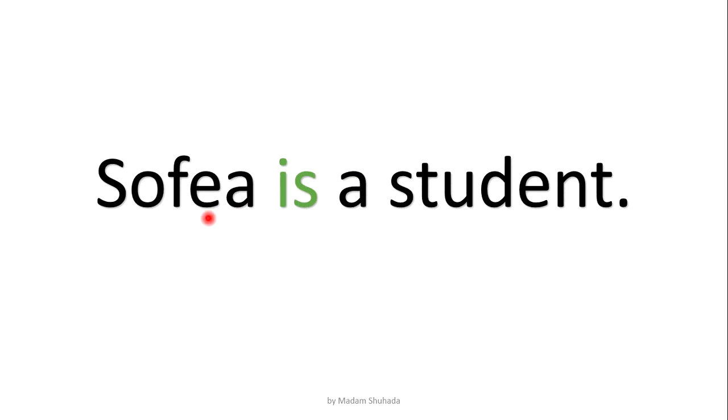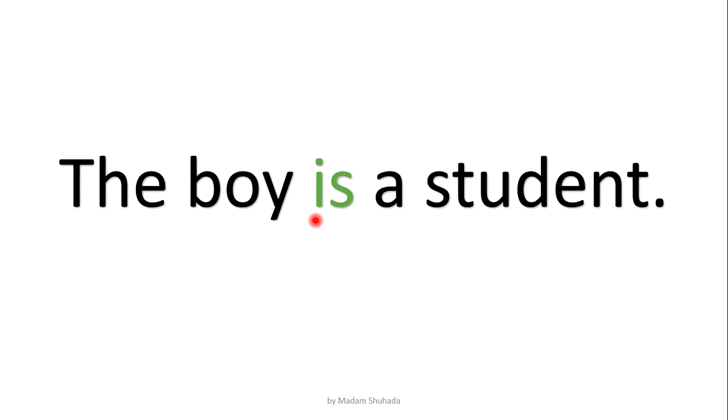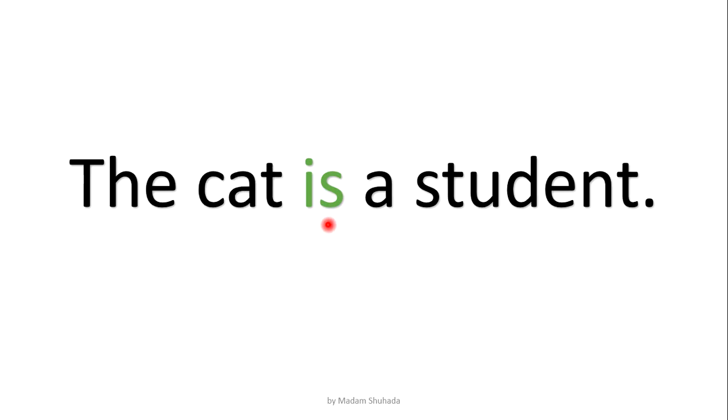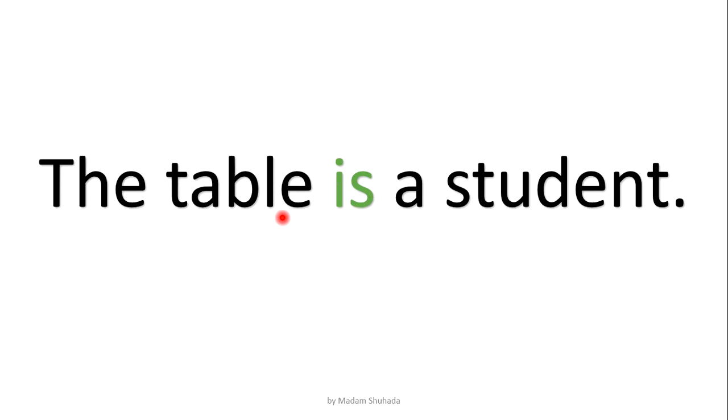Sophia is also a person, which is actually a girl, so we use is, singular. Sophia is a student. The boy is a student. You see this, a boy is considered singular because there's no S. Okay, so the boy is a student. Same goes with the girl. There is no S after the letter L, so we use is. The girl is a student. The cat is a student. The table is a student.